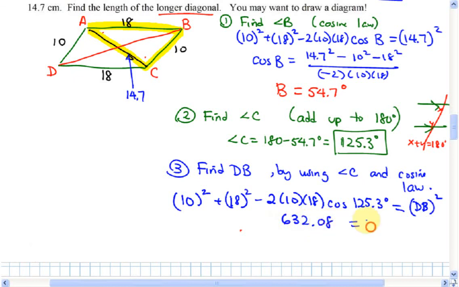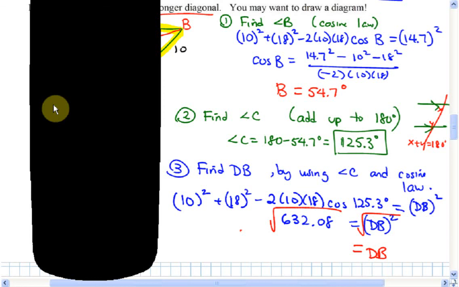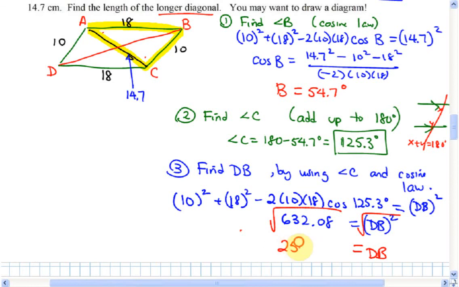And I'm done, right? No. Don't forget your last step. Always take the square root. So if you take the square root of that, I predict the answer is about 25.14. Don't forget your units as well, please, dear friends. Centimeters. Done. Close enough.